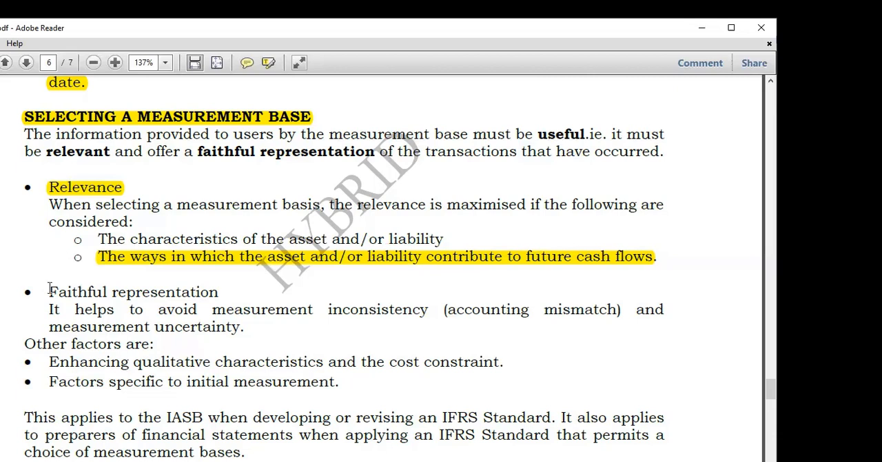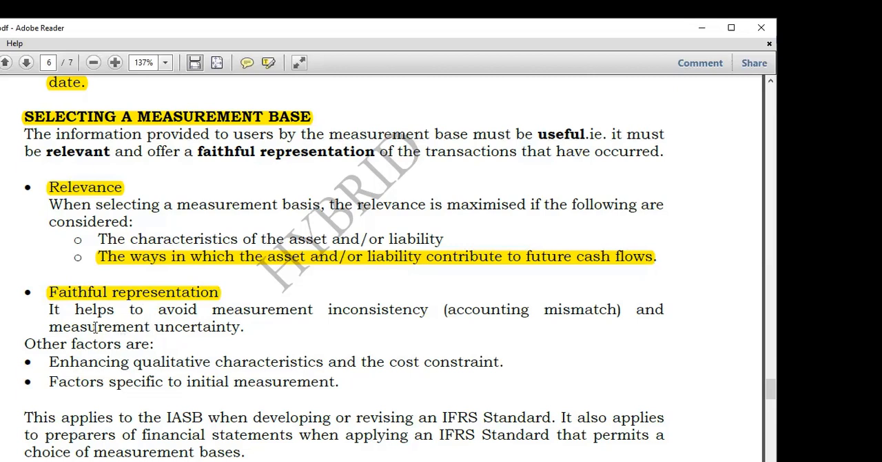But also, as for faithful representation, it helps to avoid measurement inconsistency, which we usually call an accounting mismatch, and measurement uncertainty. For example, there are situations where I can have an asset that has been financed by a particular liability. So you can take a look at how the liability is measured, and then you can measure the asset that way too. So it's just a way of choice.